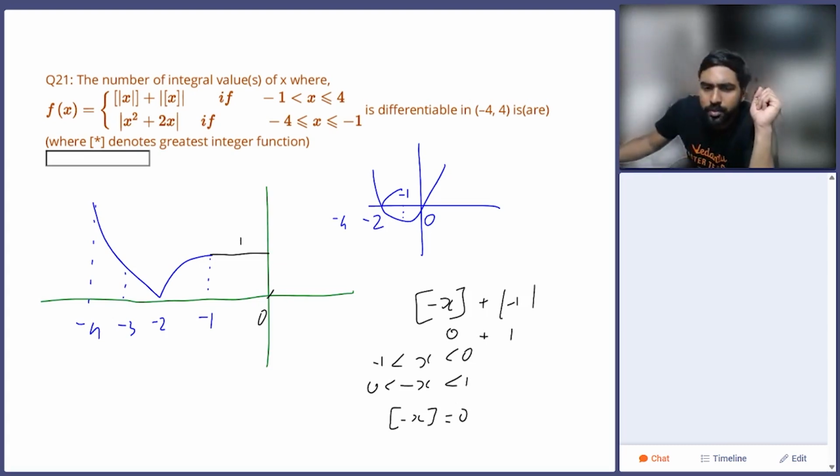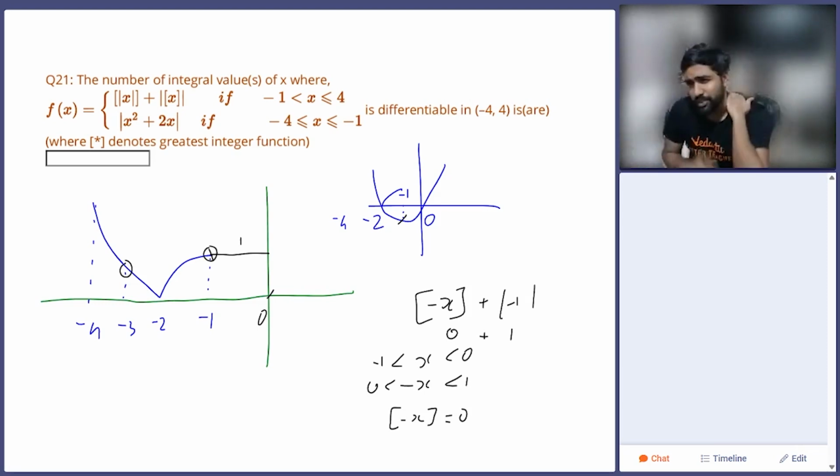Now you can also check over here, as this is 1, the derivative will be 0 over here. If you take a look at this part over here, can you see that the derivative of x square plus 2x at -1 is also equal to 0? So at the point -1, the function is going to be differentiable, and at the point -3 also the function is differentiable. So I've got 2 points where the function is differentiable already.